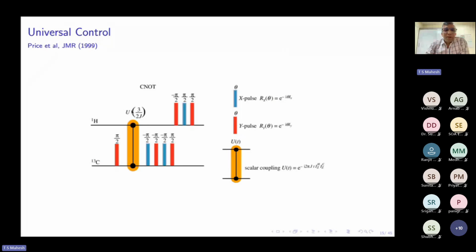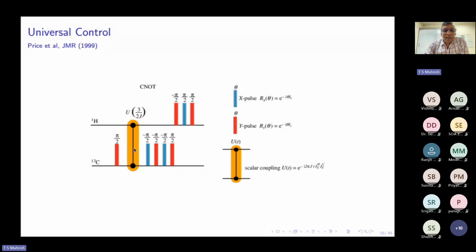Just to give one example, how to make a CNOT gate. I'm sure you have already studied control NOT gates. In this case, we will have to apply a set of RF pulses, which are shown by rectangles here. Each rectangle corresponds to one particular pulse. The blue rectangle corresponds to a pi by 2 pulse along the X axis, and the red rectangle corresponds to a pi by 2 pulse along the Y axis. So now you have pi by 2 Y, and now you have this line connecting these.